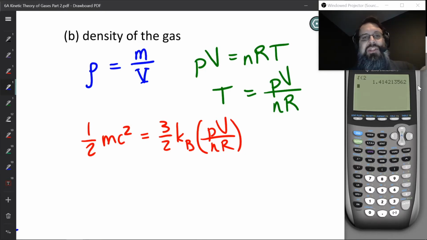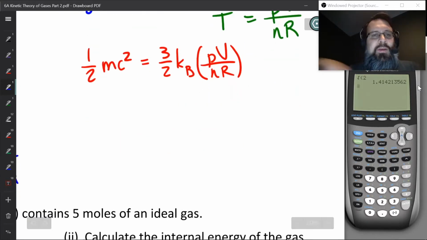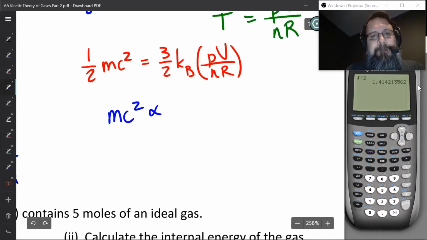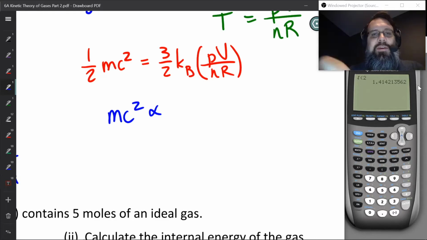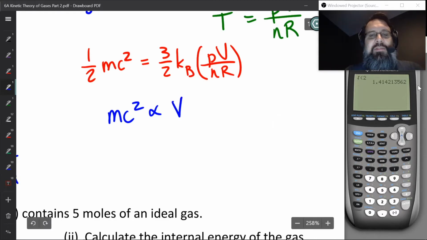So what's actually changing is that when you increase the temperature with a constant pressure, the volume is going to change. But in order to get density out of this equation, we don't want to get rid of the mass. We want to leave the mass in there. So we're going to leave mc squared here, but we're going to get rid of the 3/2 kB because that's constant stuff. The n and the R, that's constant stuff. And P is also constant stuff. So we're just going to end up with V on this side of the equation.